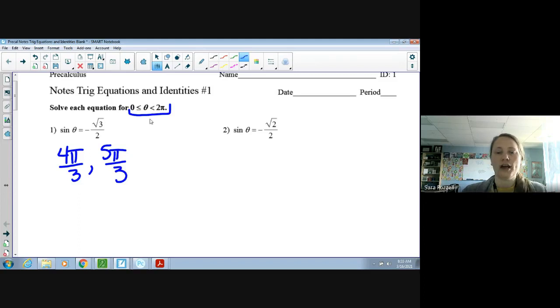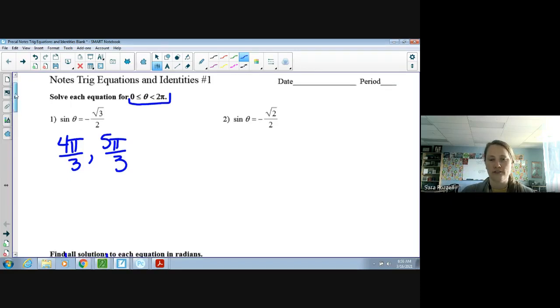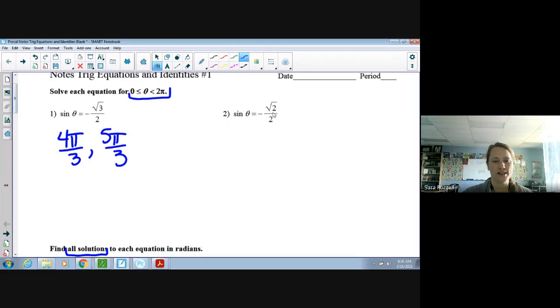All right, so for number 2, we want to figure out when sine is -√2 over 2. So I'm going to go ahead and show the unit circle again on the screen if you don't have one. And I want you guys to write down the times, go around the unit circle, write down when sine is -√2 over 2.